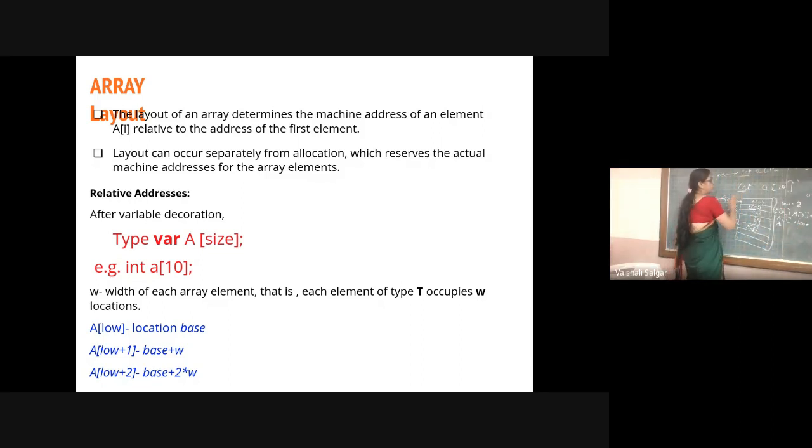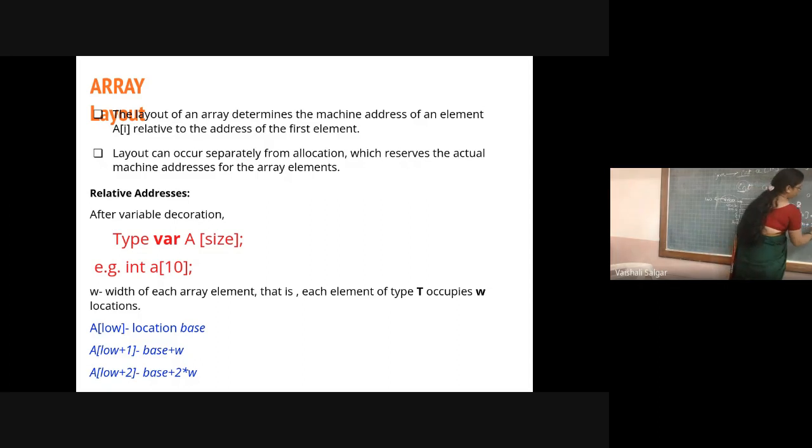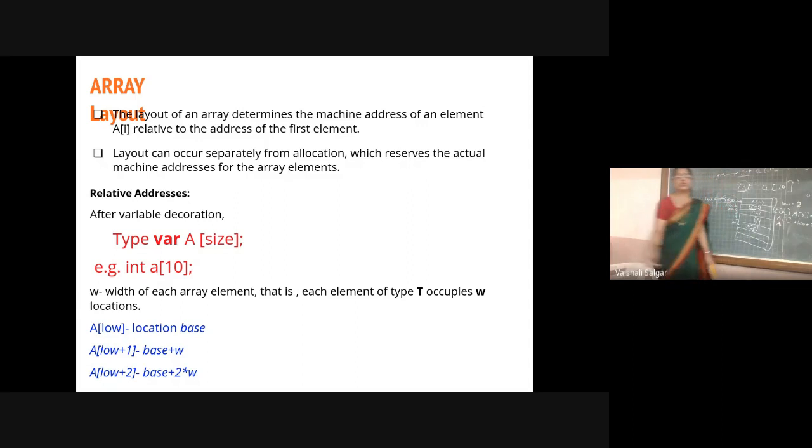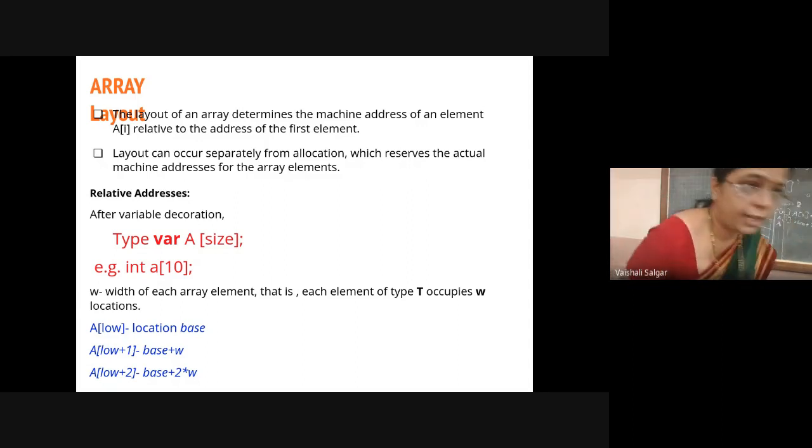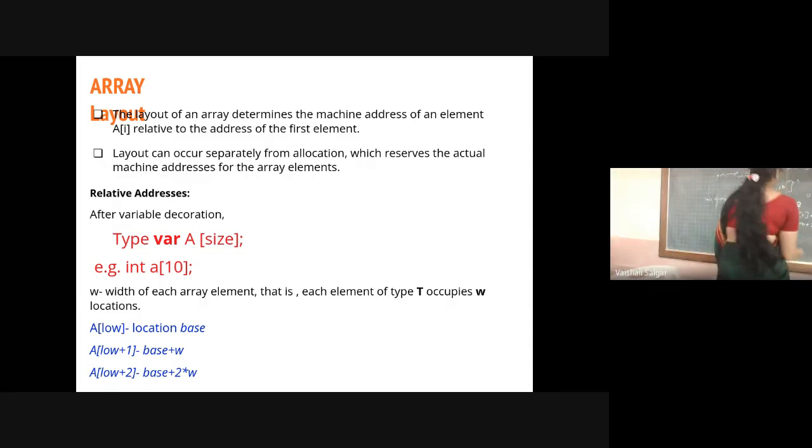So what is the width? Just now I have explained. Width is nothing but the total number of bytes allocated for each component in an array. So for each component there is 2. So obviously, my A of 1 will start with 4002. How can I calculate it? Low plus 1, that is A of 1. Now when I'm saying A of 2, that is nothing but what? A of low plus 2.